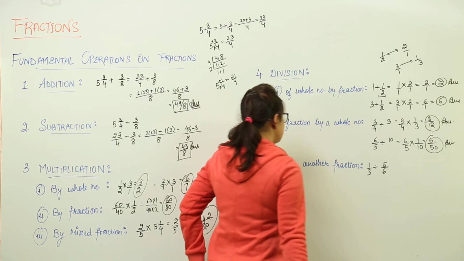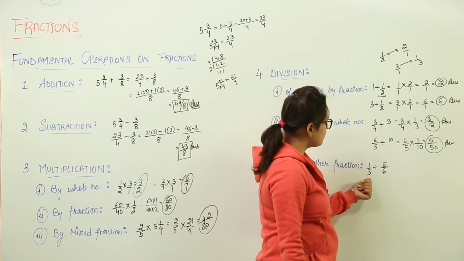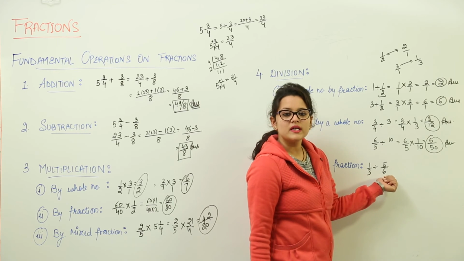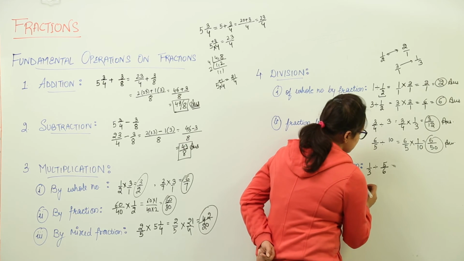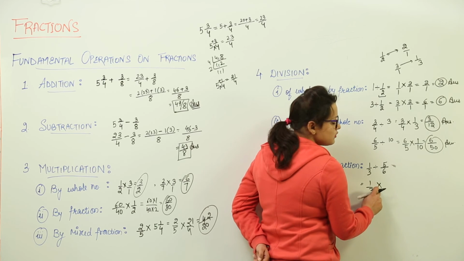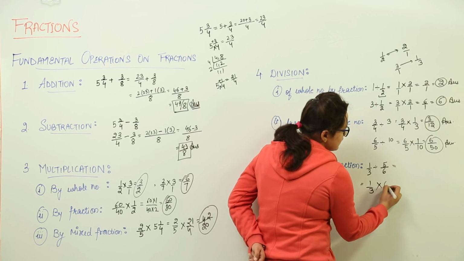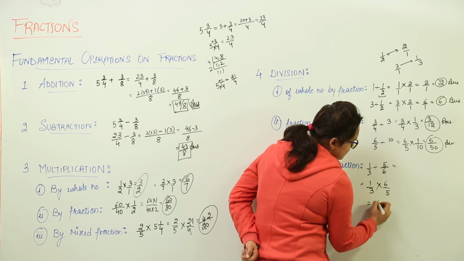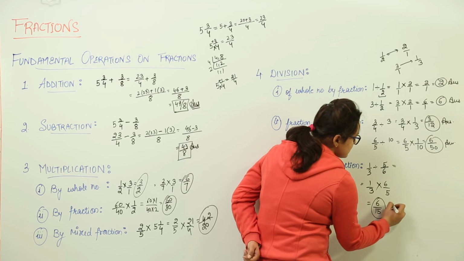Last one is the division of a fraction by another fraction, that is 1 by 3 divided with 5 by 6. Same steps are to be followed, nothing has to be changed. Just your numbers are reciprocating. Division gets converted to multiplication. The next value gets reciprocated, that is 6 by 5, and you get 6 upon 3 5s are 15. 6 by 15 as the answer.